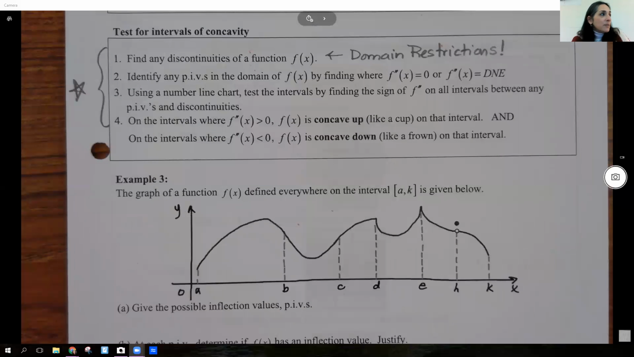If you are done with writing stuff down, take a look at example 3 and just jot down, if you want to draw the graph, it's not too terrible, but think about what you would put down for letter A. What are all the possible inflection values? And then we'll go over it.